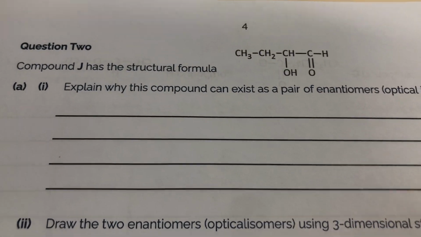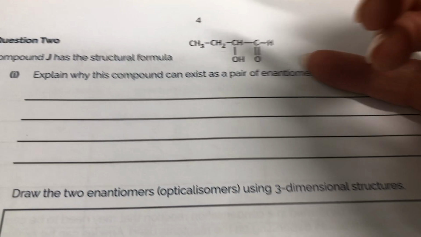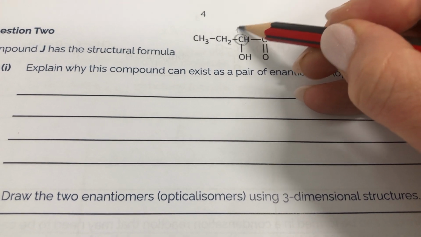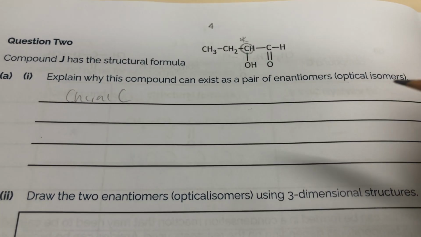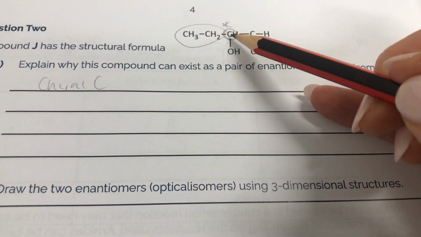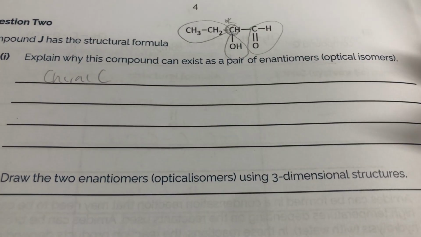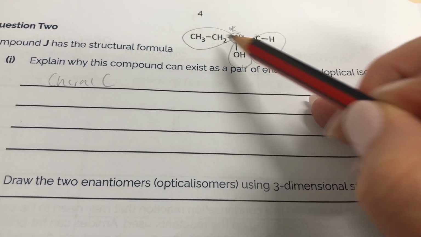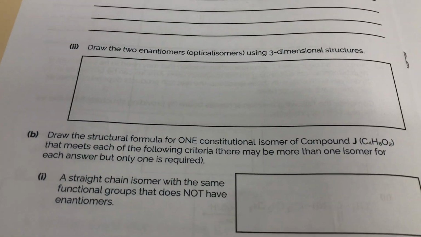So this one here, explain why this compound can exist as a pair of enantiomers. So we need to identify a chiral carbon, which is going to be this carbon here. So we need to state that there is a chiral carbon with 4 different atoms or atom groups attached. I would probably tend to say what they are, the hydrogen and that. And because it's got a chiral carbon with 4 different groups attached, it can form 2 mirror images. That's a pretty straightforward question.